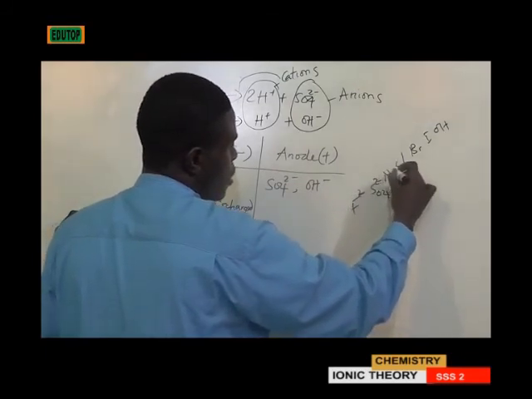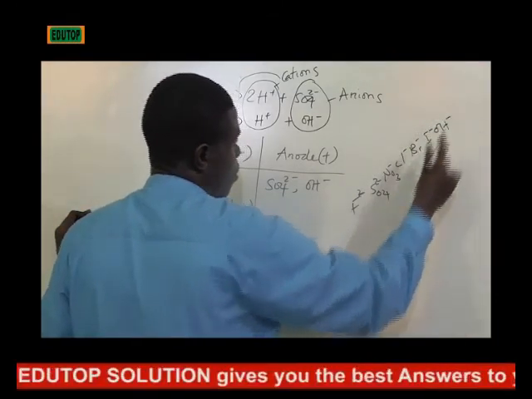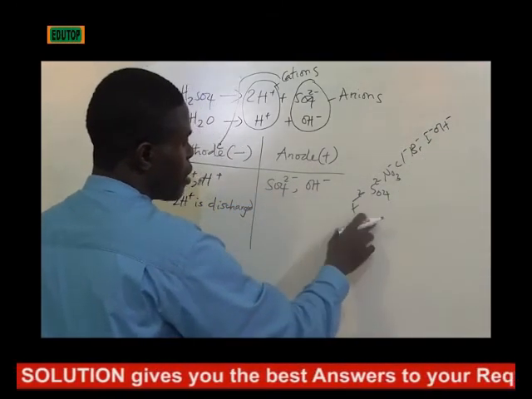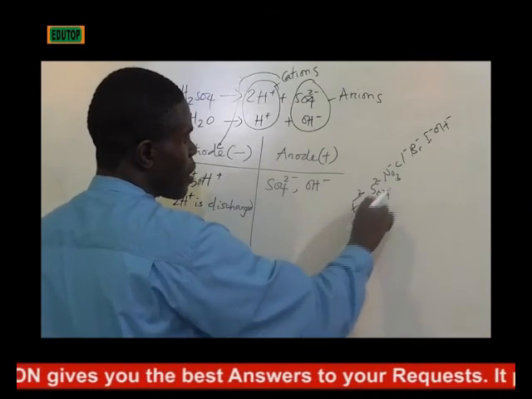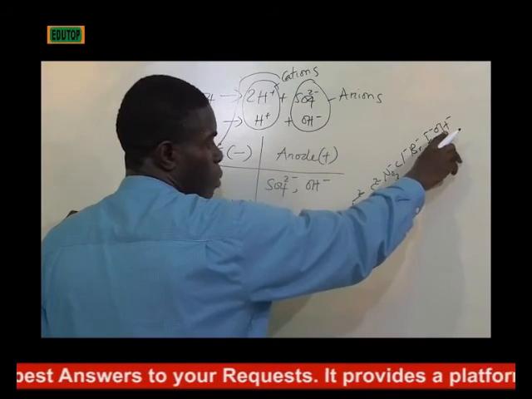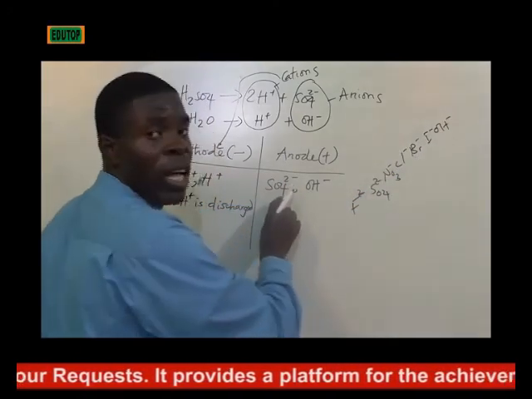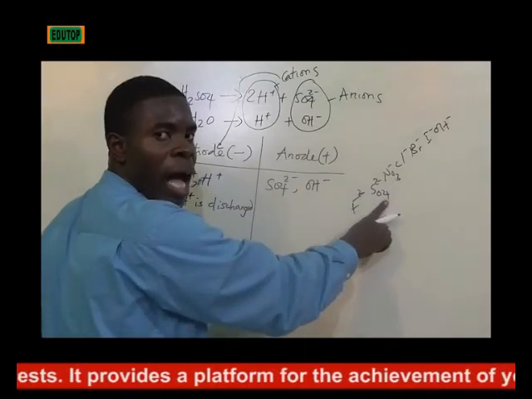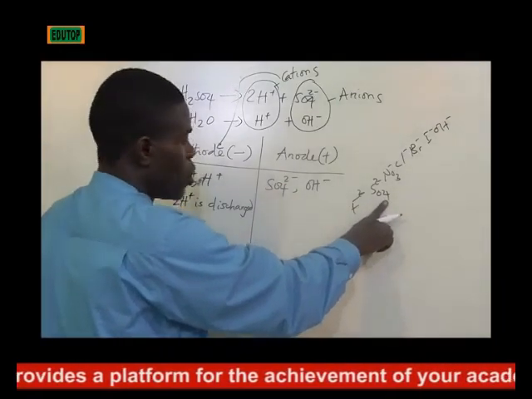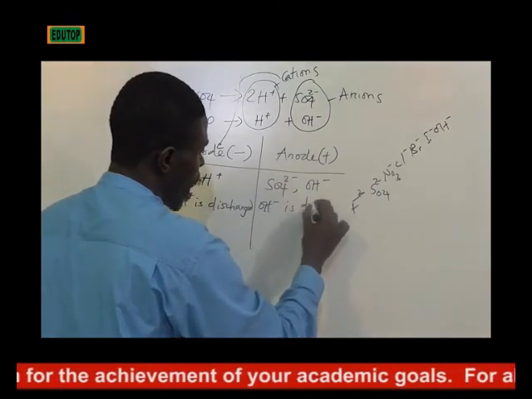Here you have the respective anions, and if you check this very well, you will see that hydroxide is higher up, so it will be discharged in preference to sulfate, which is lower down. So in that situation, OH- is discharged.